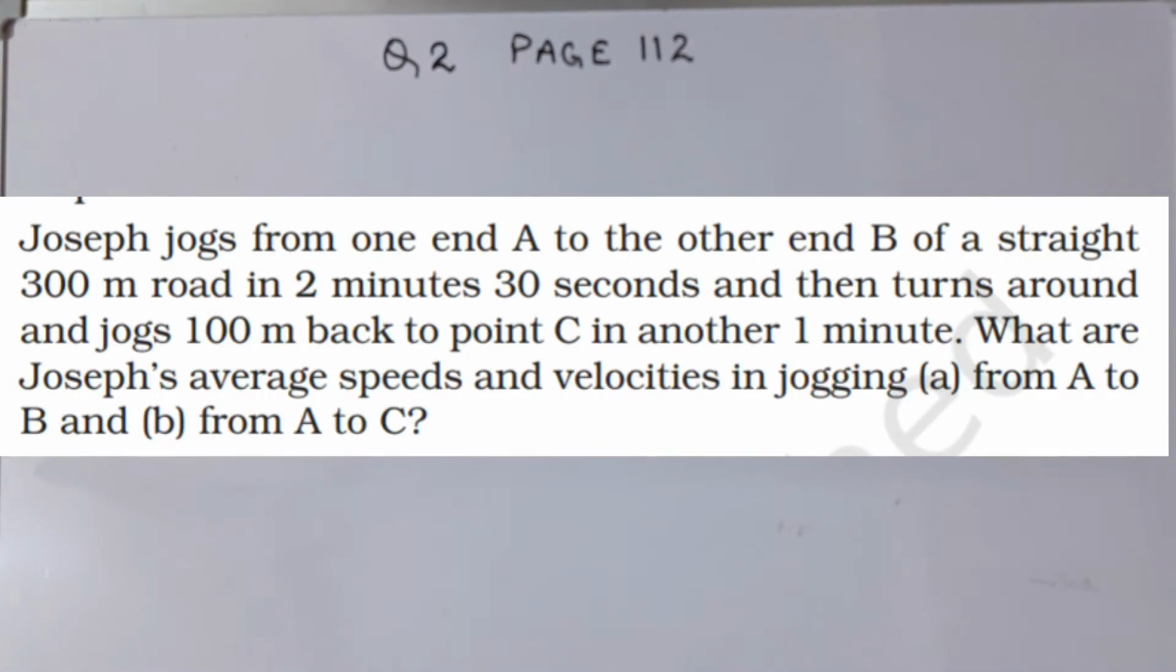Now let us take question number 2. The question says, Joseph jogs from one end A to the other end B of a straight 300 meter road in 2 minutes 30 seconds and then turns around and jogs 100 meter back to point C in another 1 minute. What are Joseph's average speeds and velocities in jogging from A to B and from A to C?